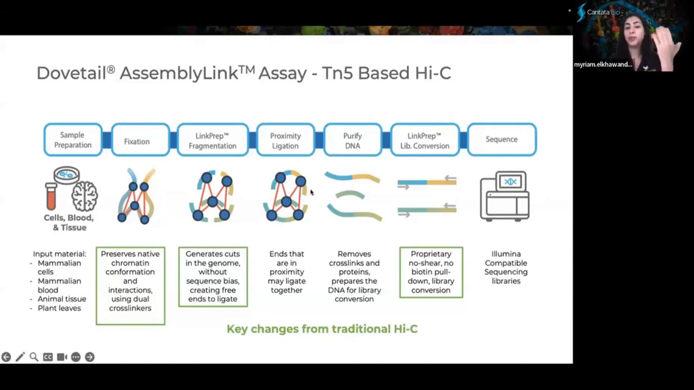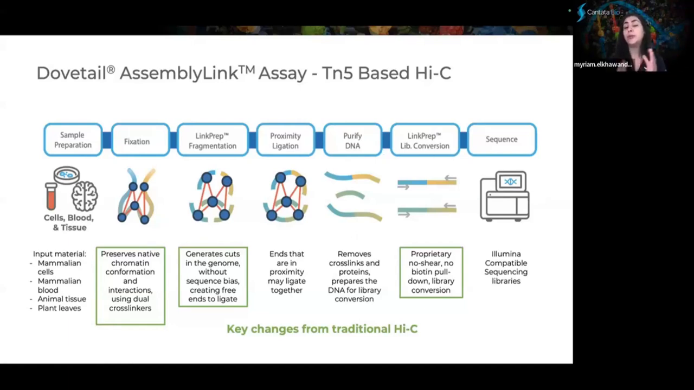After fragmentation, you set up the proximity ligation reactions. You end up with a proximity ligated DNA, again bringing together regions of the genome that are in close proximity. You purify the DNA and you convert it into a sequenceable library.